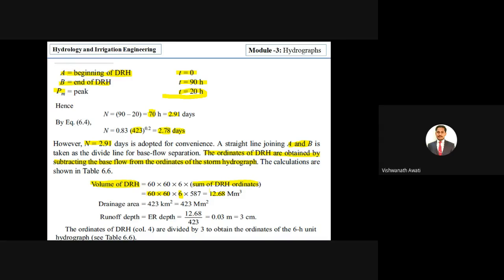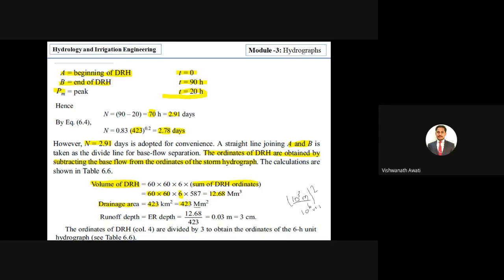The summation of the direct runoff ordinates is very important. Next is the drainage area, which is given in the problem: 423 square kilometers, and it is converted into million square meters. Why? Because it is in square kilometers, and 1 kilometer is 10 to the power 3 meters, but we have a square, so it comes to 10 to the power 6 square meters. That is in terms of million, so 423 million square meters. 1 kilometer is equal to 1000 meters, 10 to the power 3, and due to the square it comes to 10 to the power 6.